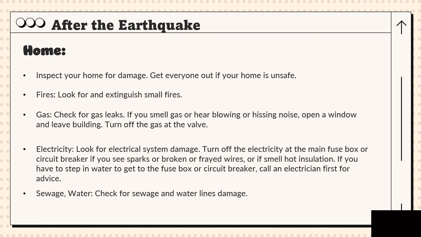After the earthquake, when we are at home, we should inspect our home for damage. Get everyone out if your home is unsafe. For fires, look for small fires and use the extinguisher. For gas, check for gas leaks. If you smell gas or hear a blowing or hissing noise, open a window and leave the building, and turn off the gas at the valve. For electricity, look for electrical system damage. Turn off the electricity at the main fuse box or circuit breaker if you see sparks or broken or frayed wires, or if you smell hot insulation. If you have to step in water to get to the fuse box or circuit breaker, call an electrician first for advice. And then check for sewage and water line damage.